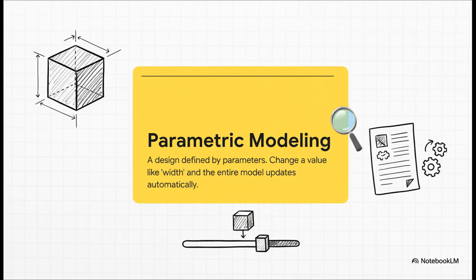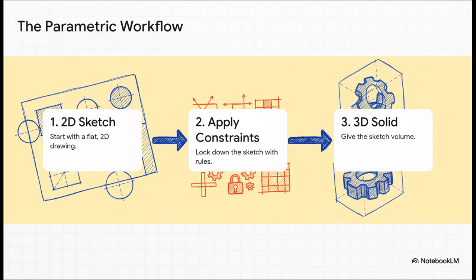Think of it like a recipe. If you want to make your final part wider, you don't have to redraw the whole thing. You just go back to the recipe and change the width number from, say, 10 millimeters to 15, and bam, the model updates itself. This is really the secret sauce of professional CAD software. And here it is, the whole process in a nutshell. It really boils down to 3 simple steps.